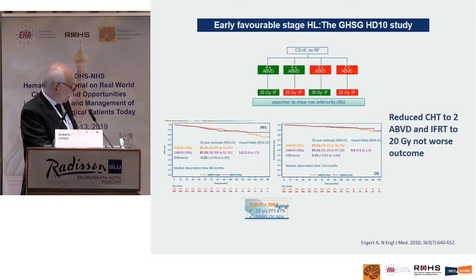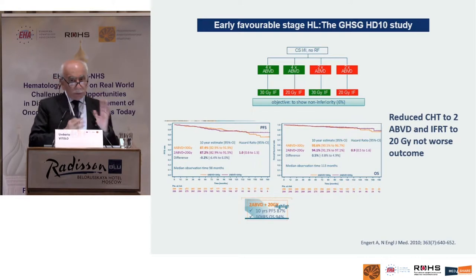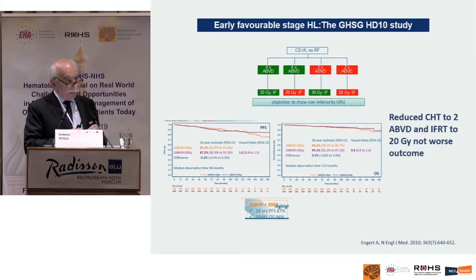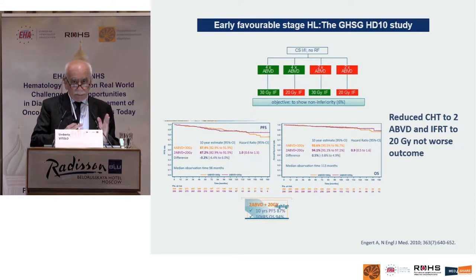And you can see easily from these slides that these are the patients treated with the full courses of chemotherapy and 30 gray radiotherapy, and the patients that were treated with only two courses of ABVD chemotherapy followed by a lower dose of radiotherapy, 20 gray, have the same outcome compared to the patients treated so far with a larger amount of chemotherapy and higher doses of radiotherapy.